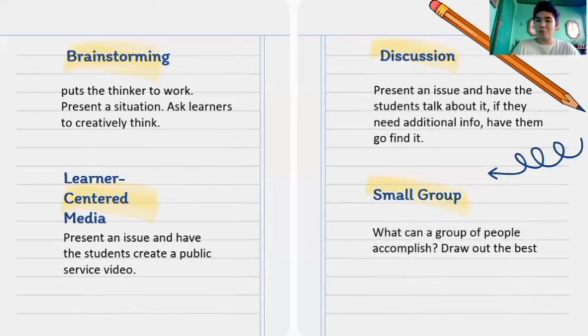Next one is small group. What can a group of people accomplish? Draw out the best characteristics of the group. Assign roles. So small group, for example, role playing. Of course, as a teacher, I would create a topic for them. For example, the genre is action. I would assign student 1 to be the antagonist, student 2 the protagonist, student 3 the narrator, etc. So I will assign roles.